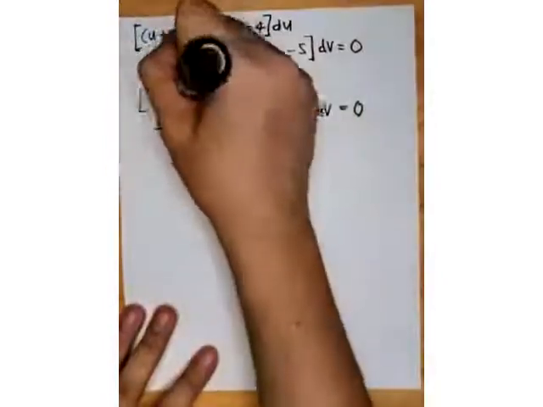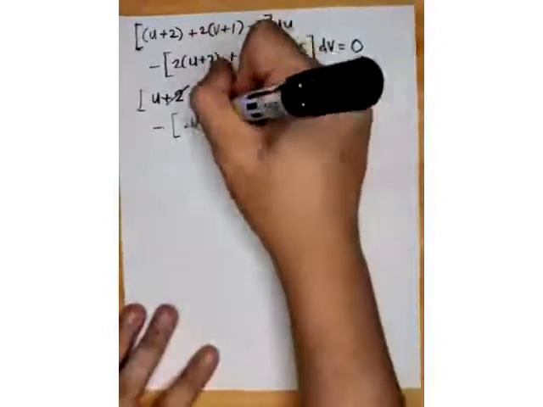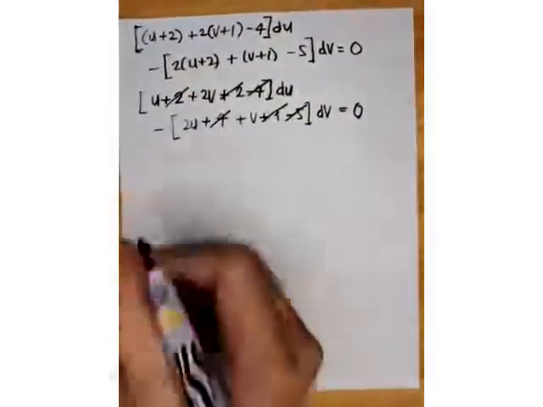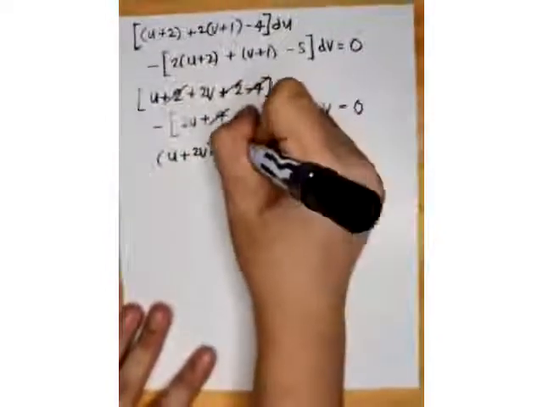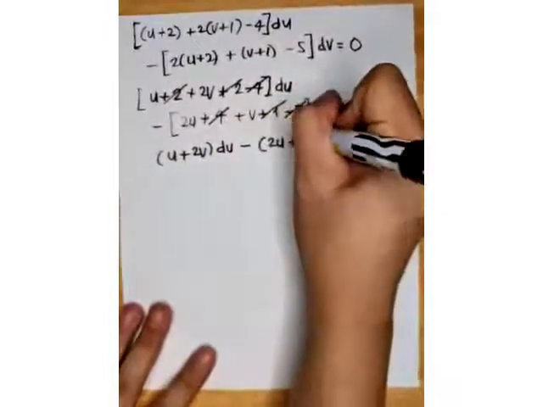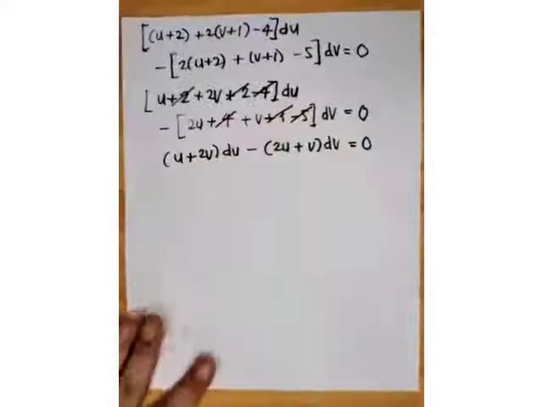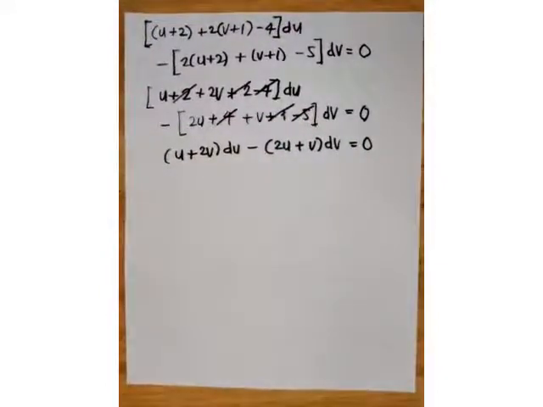Okay, so if we simplify, yung 2 plus 2 minus 4, that's 0. And then 4 plus 1 minus 5 is 0. So matitira ay u plus 2v du minus 2u plus v dv is equal to 0. Okay? So with this, our equation has become homogeneous with degree 1. From here on, we will solve it using homogeneous.